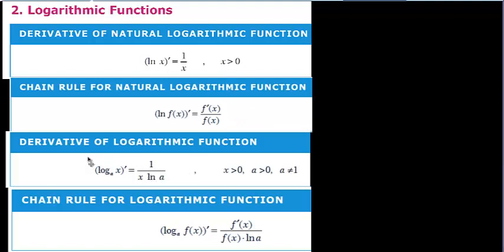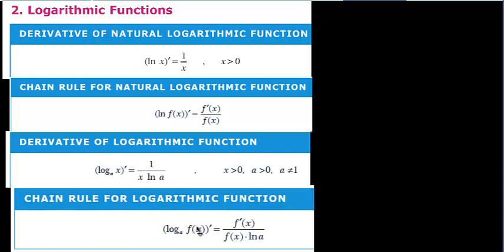Let's see. Here the base is e for the ln, and for other bases like a, which is greater than 0 and not equal to 1, the derivative of log base a of x is going to be equal to 1 over x times ln a. And this is again the most general one. If you remember this formula, you can get all the formulas here also. So the derivative of log base a of f(x) is equal to f'(x) over f(x) times ln a.